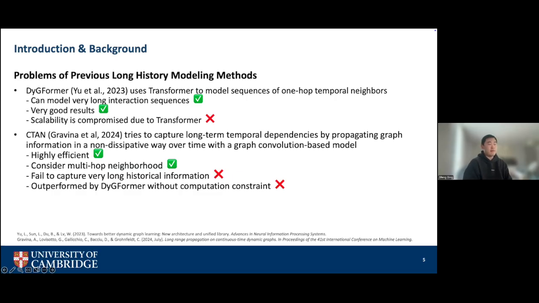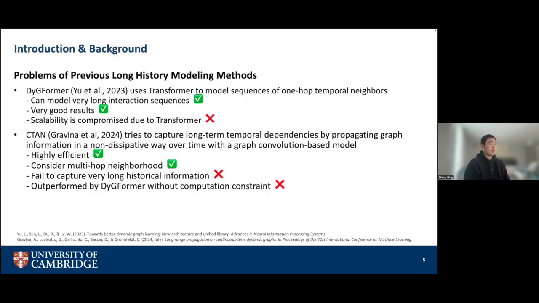As I have mentioned, there are several works that have done that. So first, let's talk about the problems of previous works. We take a look at two recent models. First is DyGFormer. It uses a transformer to model the sequences of one-hop temporal neighbors. The good points are that it can model very long interaction sequences, and it also shows very good results. However, the scalability is compromised due to the transformer's quadratic complexity.